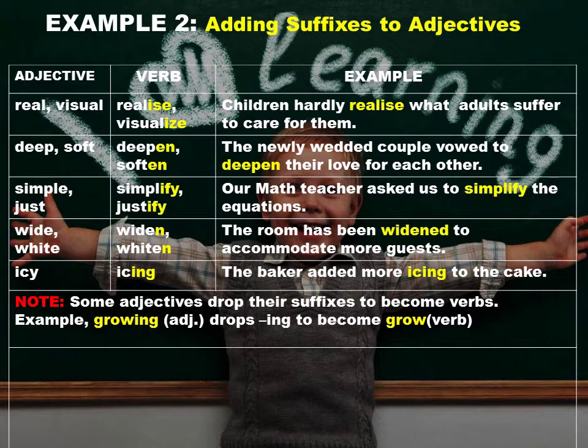Now, in the real sense of it, I can make adjectives to become verbs. And what is going to help me do so are suffixes. Now the first suffix I have employed here is ise. Right at the back of the main word, which is real, I've added ise. And what do I have? I have realize. I have visualize for visual.